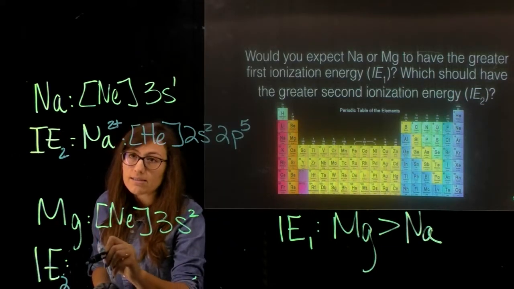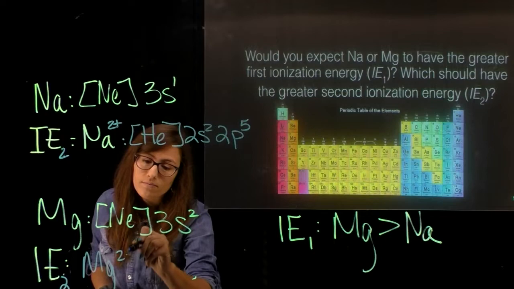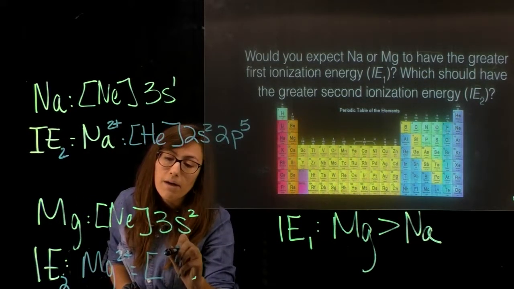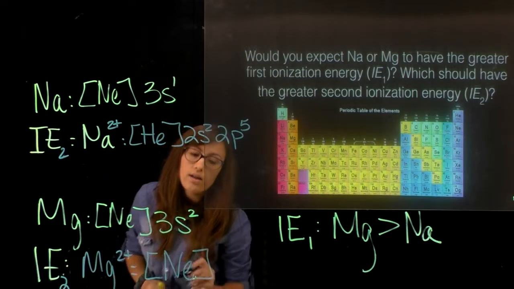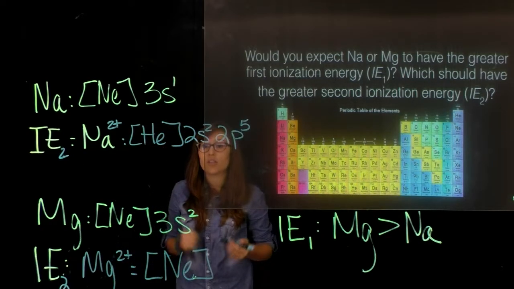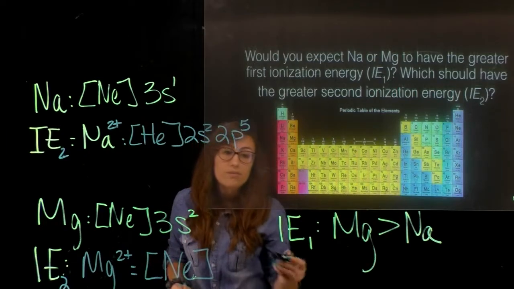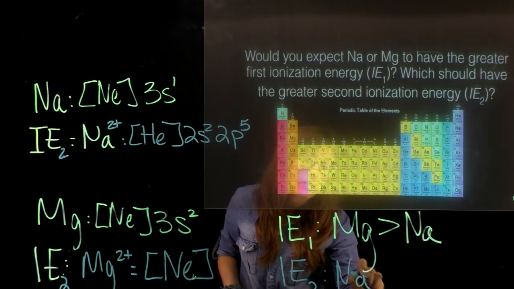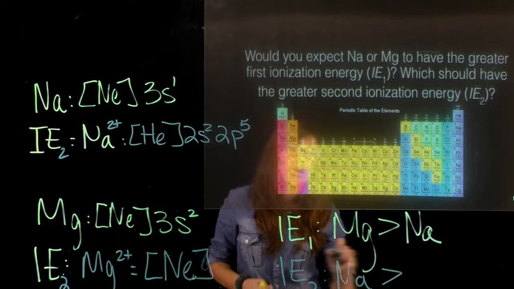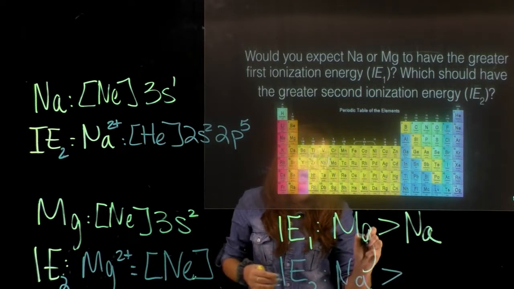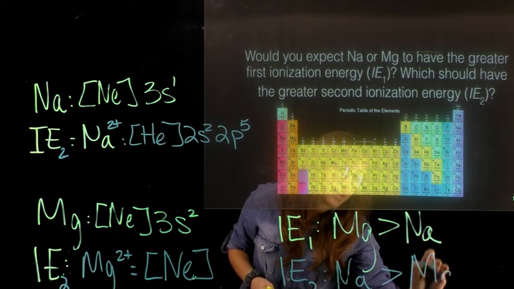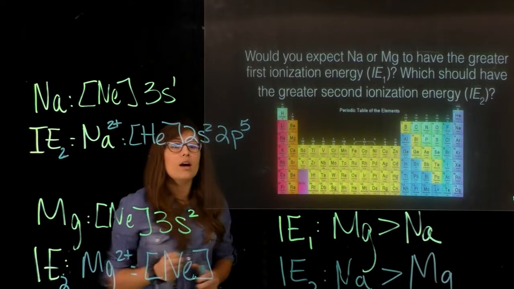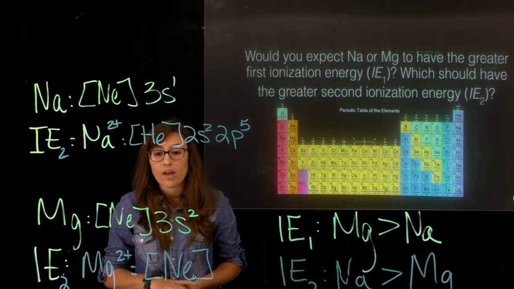In the case of magnesium, if we remove 2 electrons, it will become isoelectronic to that of neon, which is a stable configuration. So in this case, for the second ionization energy, sodium is going to have a greater second ionization energy to that of magnesium. And this is because you're removing an electron from its core electrons, which requires a significant amount of energy to do so.